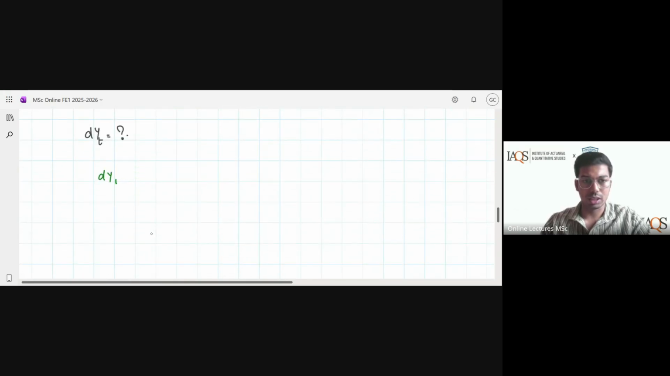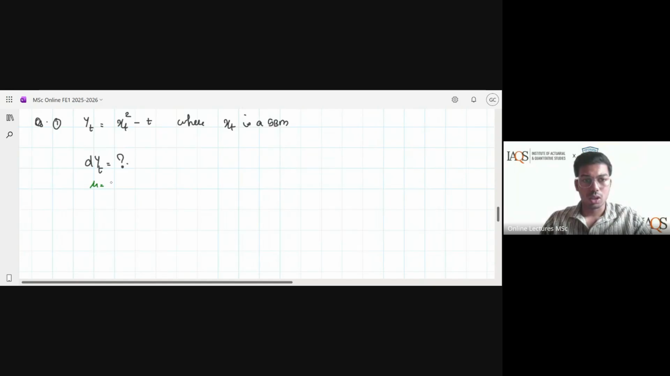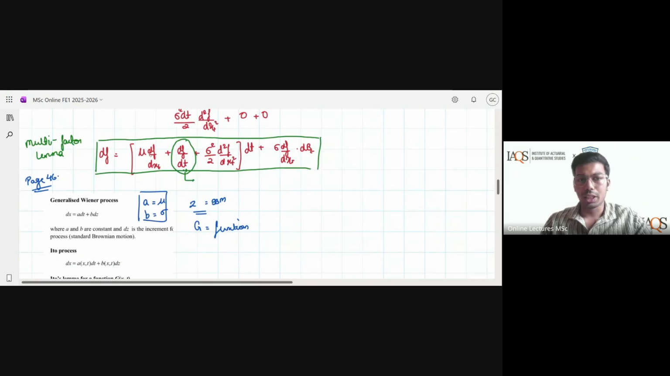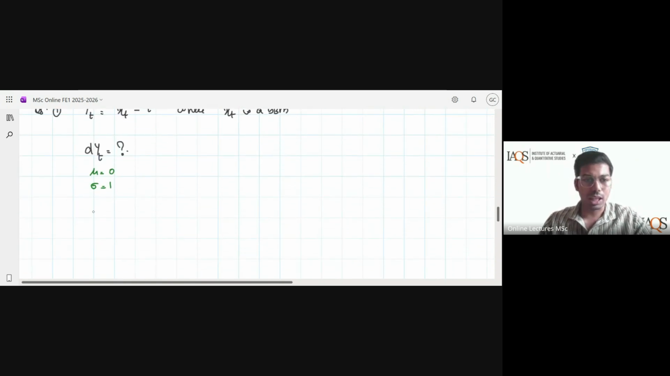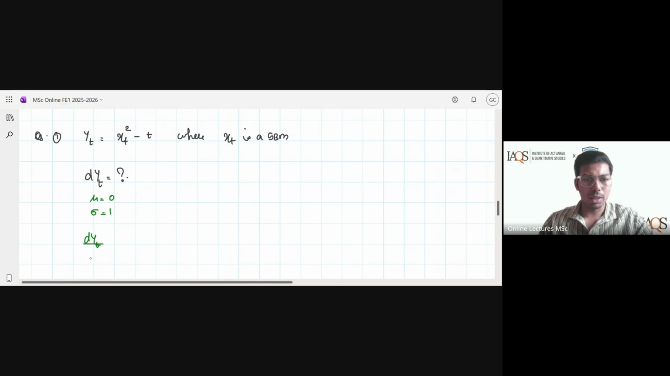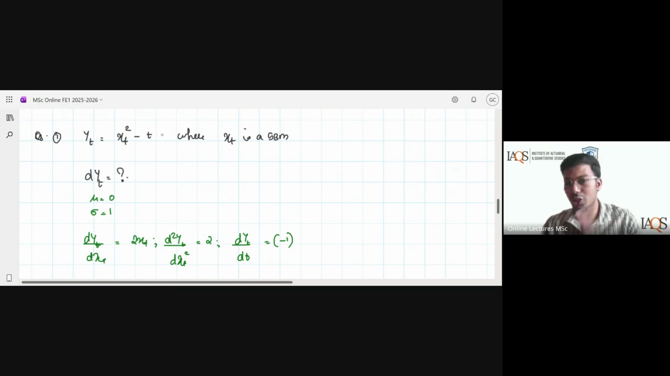Actually, let's first write everything that's given. So I know mu is 0. I know sigma is 1. What all do I need? Derivative of the function with respect to xt, derivative of the function with respect to t, and the double differentiation. Let's calculate all those separately. So df by dxt, I know is 2xt. Second derivative of the function with respect to xt will be 2. And derivative of the function with respect to t, I know will be -1. These are all partial differentiation. So when you differentiate with respect to xt, t will be a constant. When you differentiate with t, xt will be a constant.